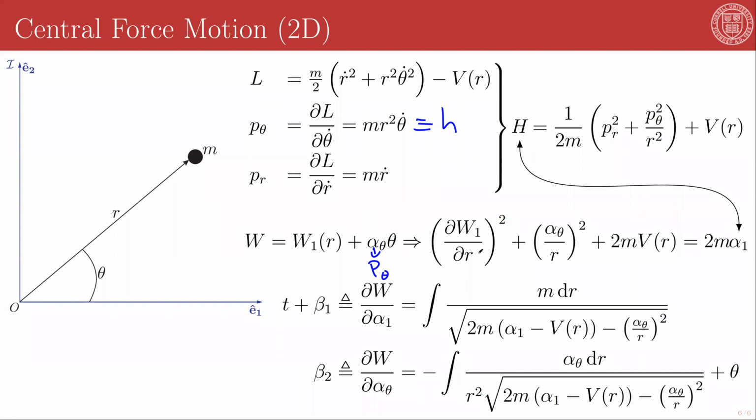The Hamilton-Jacobi equation therefore becomes the square of the partial of W1 with respect to R plus alpha theta divided by R quantity squared, plus twice the mass of the orbiting particle times the potential function V of R, must be equal to 2m alpha 1. And we have applied this 2m term to both sides to just cancel out some of the things in the denominator here, which means that we have to carry 2m times the Hamiltonian on the right-hand side. Alpha 1 is equal to the Hamiltonian, which is equal to the total energy of the system.